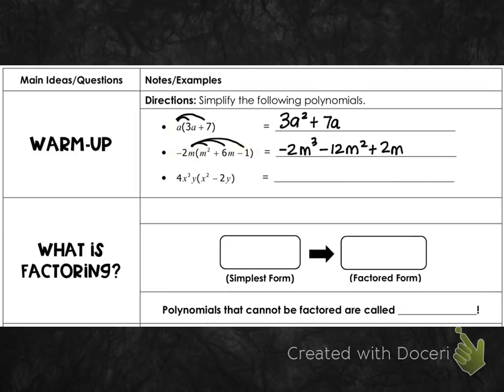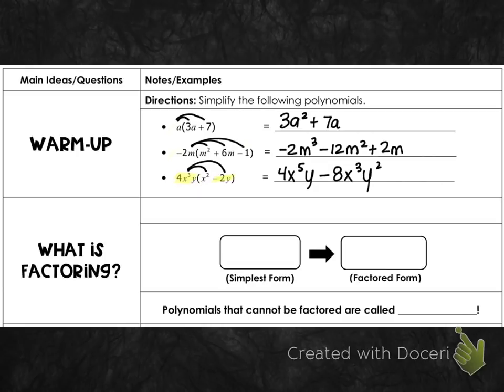And then our very last one here, we have a 4x cubed times y times x squared. So we can add these exponents here. So it's 4x to the 5th y. There's no y's to combine there. And then here we have a 4 times a negative 2, which is negative 8. And then x cubed, because we don't have any extra x's over here, y squared.